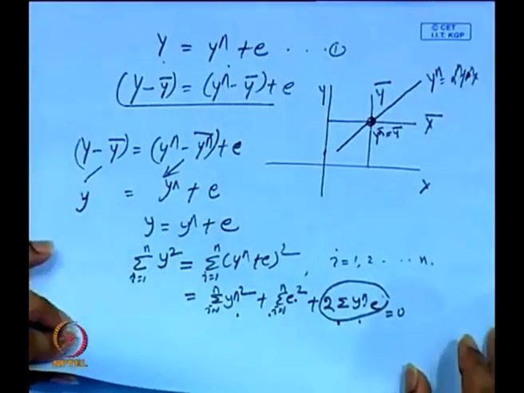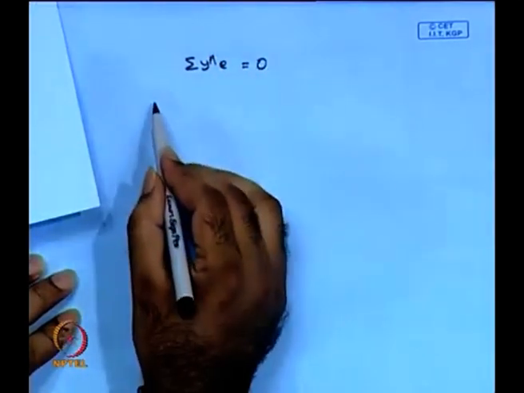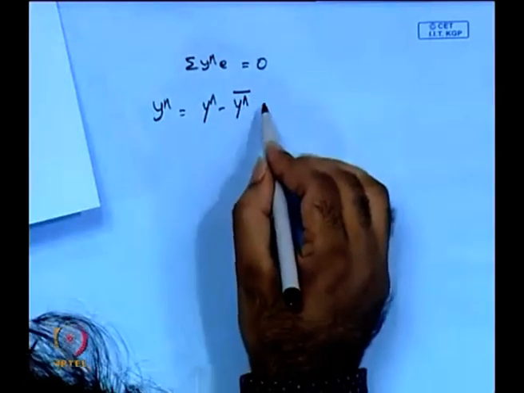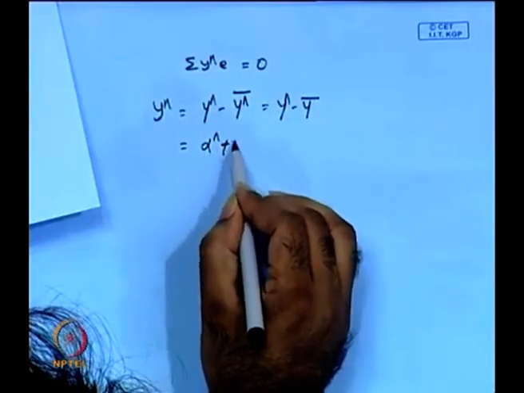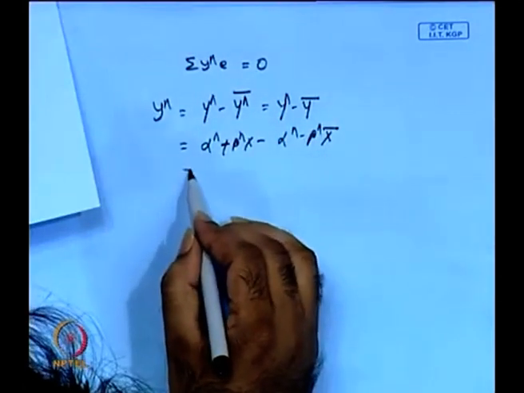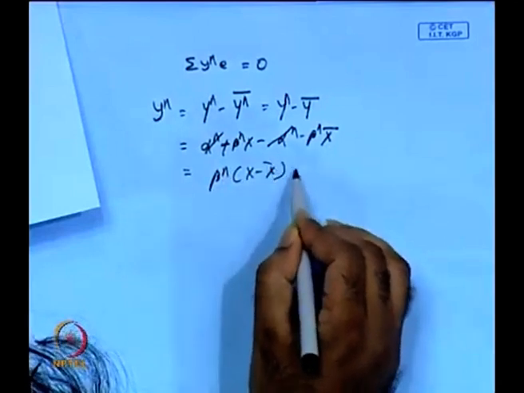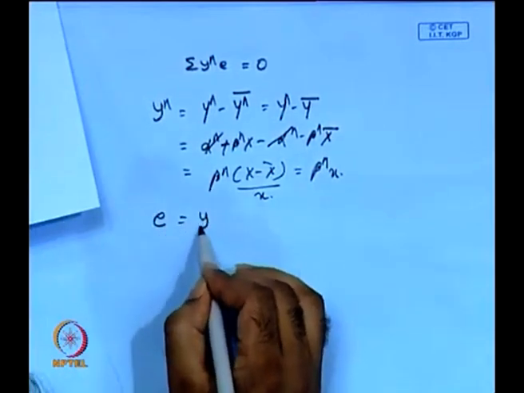Now the question is how it becomes 0. Let me explain here. Our point is to prove that summation y hat e equal to 0. First of all, what is y hat? Y hat is equal to y hat minus y hat bar, which is nothing but y hat minus y bar. Now if we simplify, it is alpha hat plus beta hat x minus alpha hat minus beta hat x bar. Again, if we simplify, alpha hat cancels, so beta hat into x minus x bar, which is equal to beta hat into small x, that is what we call deviation. So, this is one part of the problem. Then e equal to y minus y hat.